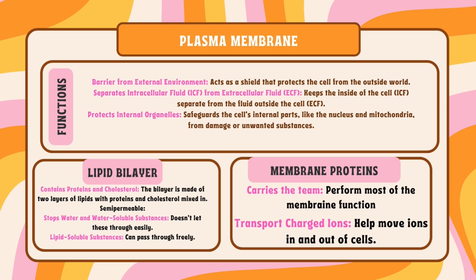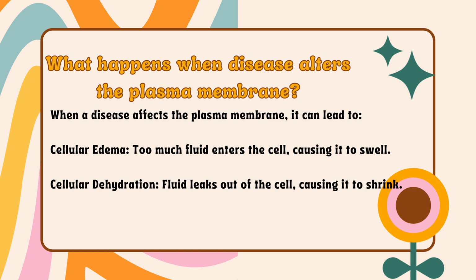So, plasma membrane is the protector. It keeps the intracellular fluid inside and the extra stuff outside, and it protects the stuff inside like the nucleus and the mitochondria. Keep in mind that membrane proteins perform most of the membrane functions. So what happens when the plasma membrane is damaged? Okay, so too much fluid can enter the cell, and this is cellular edema, and it causes the cell to swell. Or the fluid can leak out of the cell, and this is cellular dehydration, and it causes it to shrink.